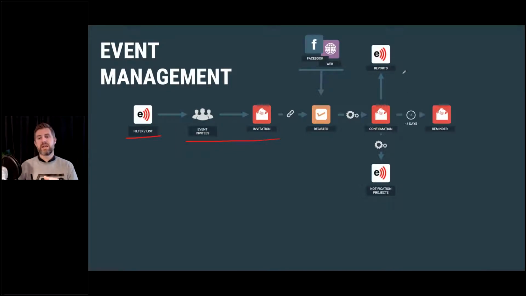And then finally, we want to make sure that we can automate reminders so that you can schedule this entire flow. So for instance, 4 days before the event, you want to send a reminder to everybody that was invited, minus the people who have already registered. So that could be one way of doing it, and eMarketeer can take care of this entire process by scheduling it.